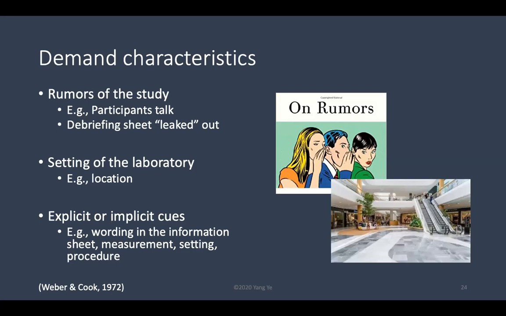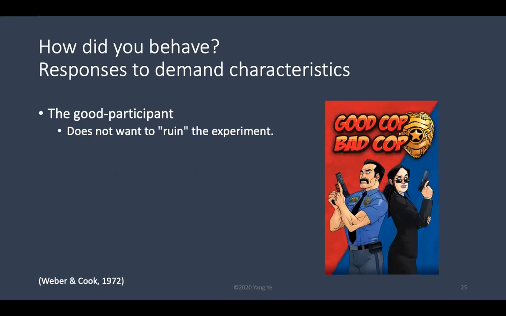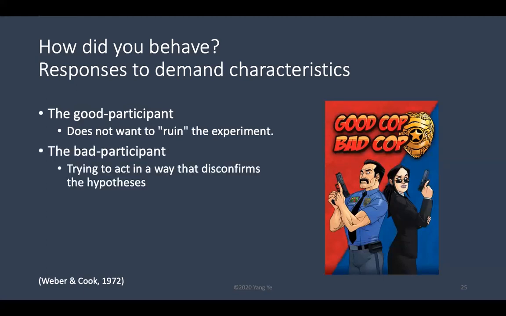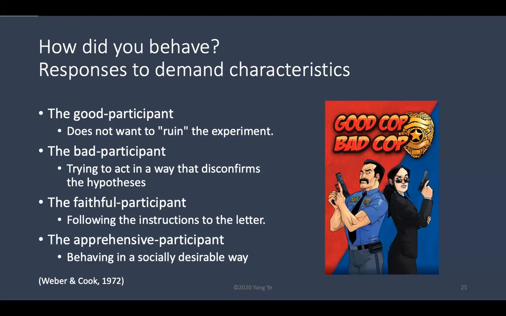People in general, if they want to, can usually figure out what self-report measures are measuring, right? And based on this knowledge, they can start to change their responses in one way or another. There are different ways of responding to these demand characteristics. Some participants do not want to ruin the experiment and will try to play along, or there are bad participants trying to disconfirm the hypothesis, or faithful participants who follow the instructions to the letter, which is actually what we want.